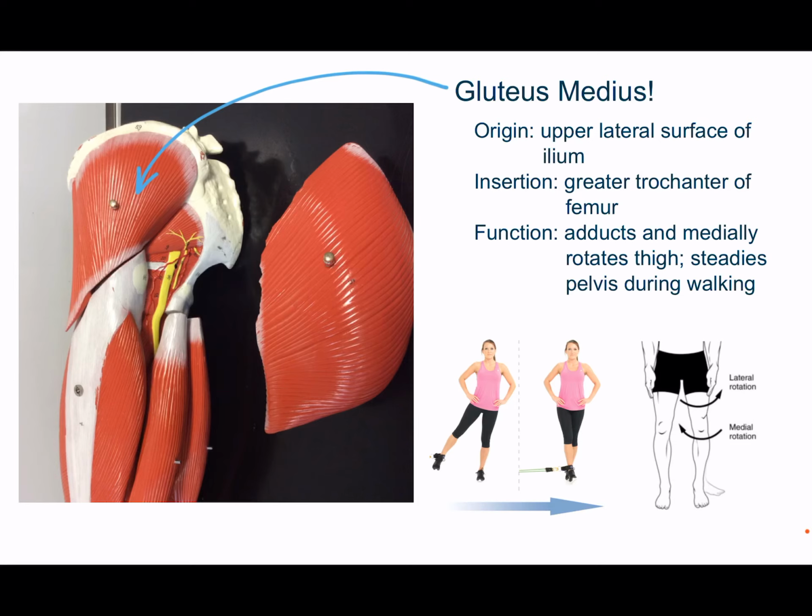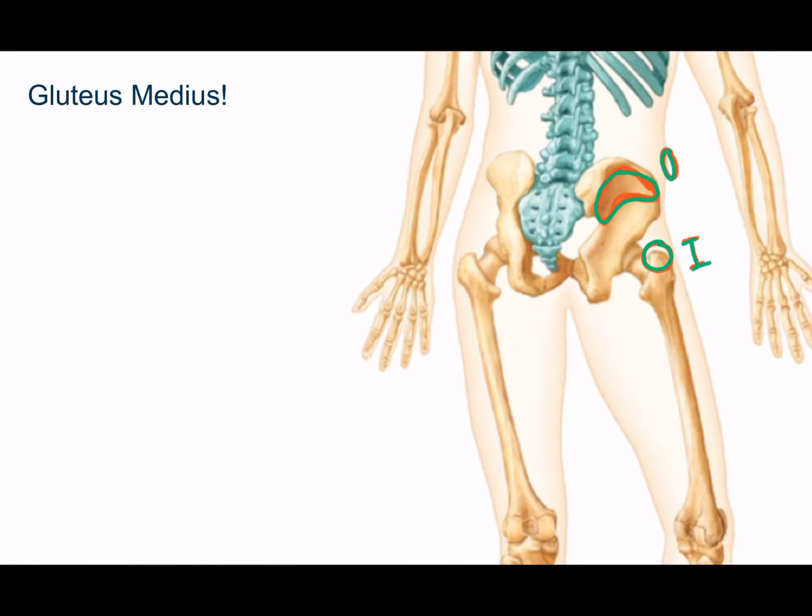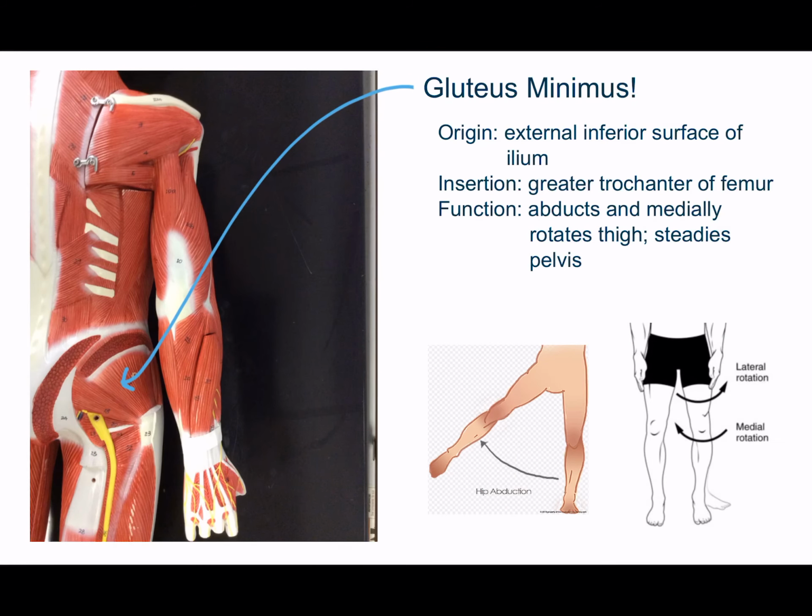So, it adducts and medially rotates the thigh and steadies the pelvis during walking, which I just said. So you see right here, where the gluteus maximus originates all up here, this one is below that, and it's over, whoop, that's a bad color. It's down here, and smaller. The gluteus minimus is below that.